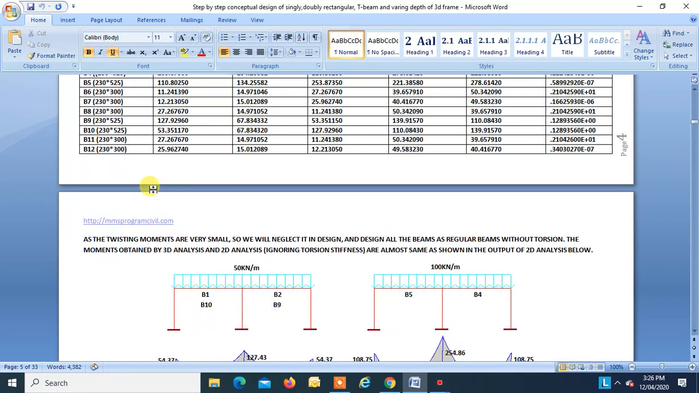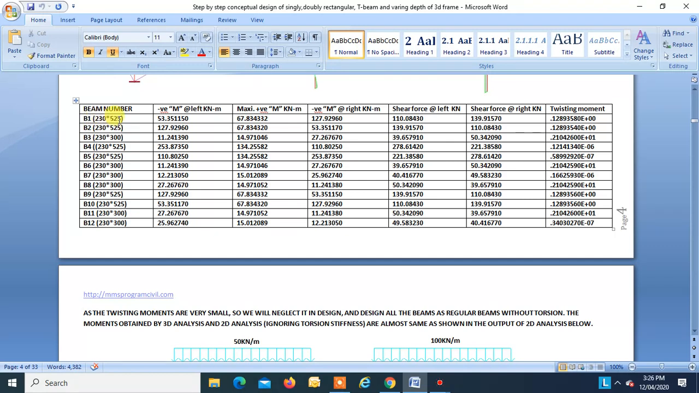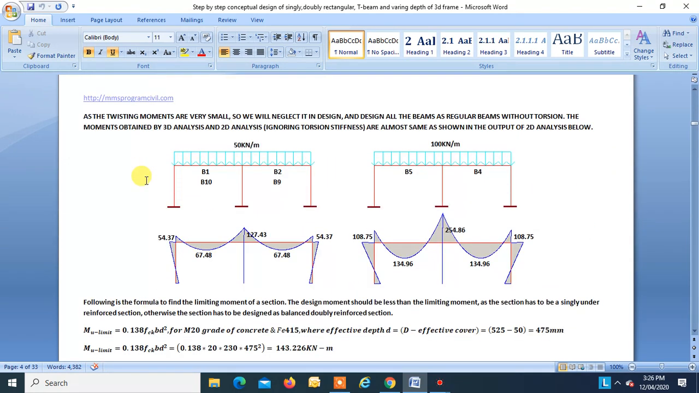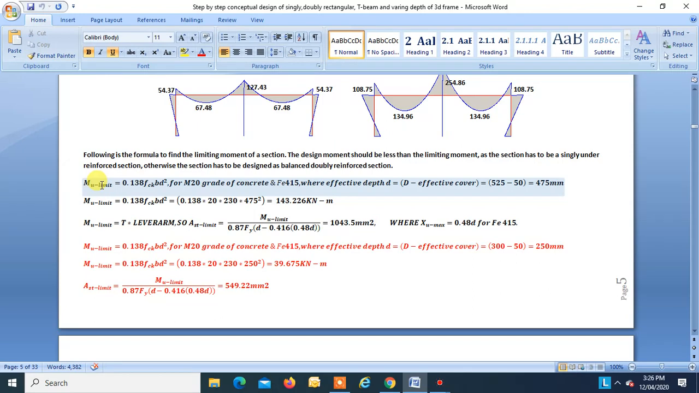MU limit. So we have two types of sections of beams. One is 230 by 525 and another is 230 by 300. So we will have to find MU limit for both the cases. So MU limit when beam size is 230 by 525, we know this formula: 0.138 fck b d square for M20 grade of concrete and Fe415. Our effective depth provided is capital D minus effective cover, 525 minus 50, that is 475. So MU limit is equal to 143.22. If our design moment is found to be greater than this, then you will have to design that section as doubly reinforced section.